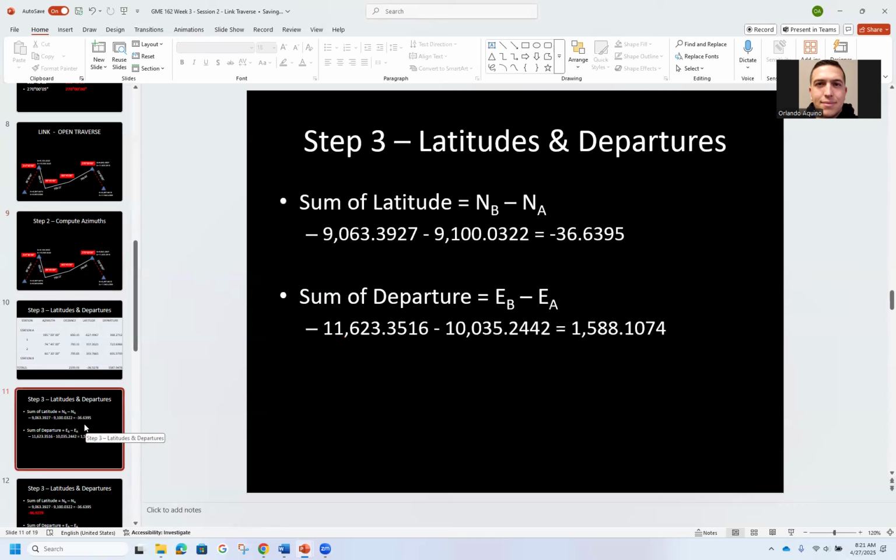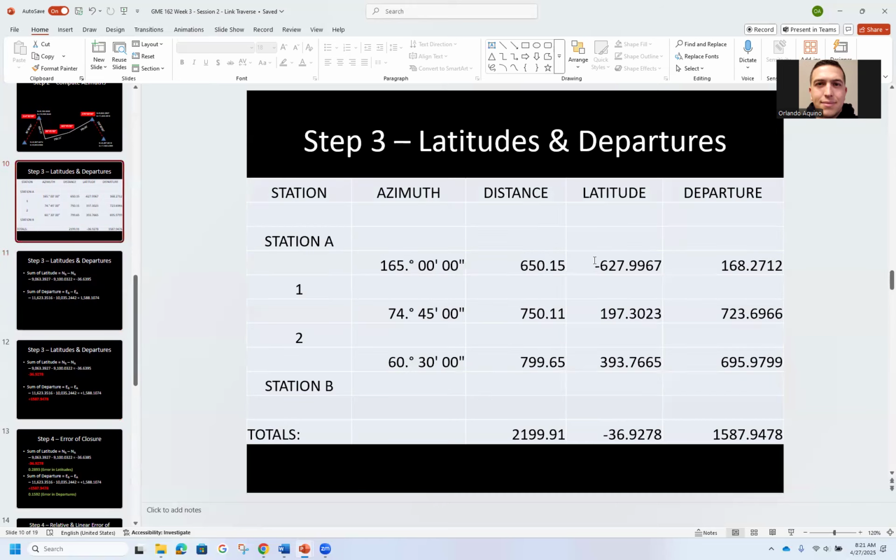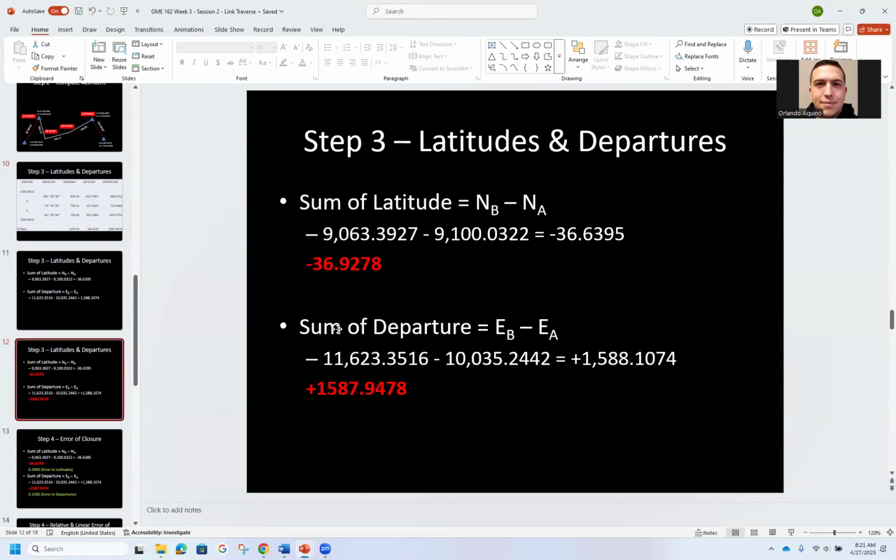So then again, we have the easting of B subtracted by the easting of A, and we get 1,588.1074. And so what does that mean? Well, if we look at our summation, that was a little different, right? This is what we have for coordinate values, and this is what we came up with, the summation of our latitudes, summation of our departures. Well, that's a little bit different there.